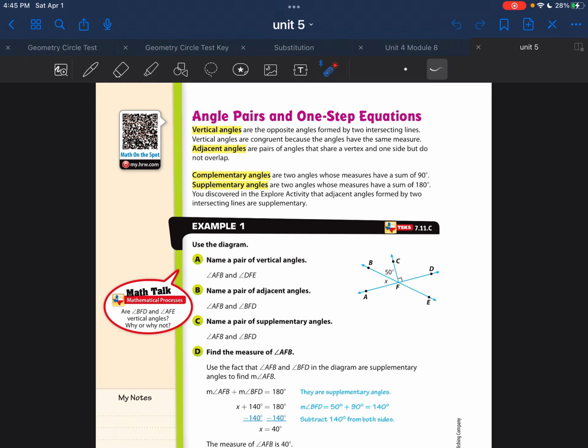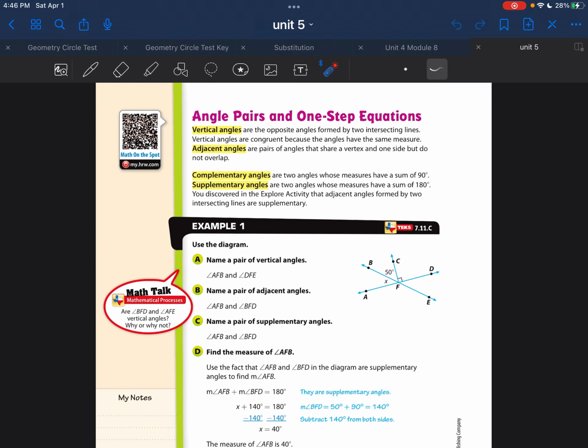Vertical angles are the opposite angles formed by two intersecting lines. Vertical angles are congruent because the angles have the same measure. So what that means is you have some that look like this, and you'll have this angle and this angle. All it means is if this is one, then this is one. That's all that means. Don't get too worked up about it. It's not as confusing as it sounds. If you need to, draw a line for that, and then put X here, X here, so that you know they mean the same thing.